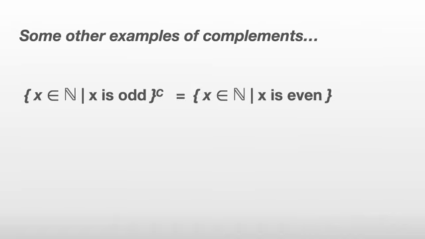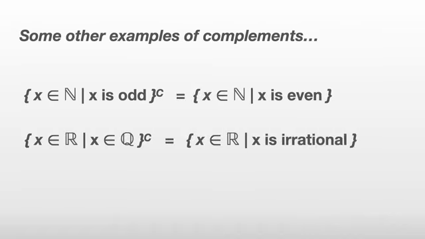Here are some other examples of complements. The complement of the set of odd numbers is the even numbers, and the complement of the rational numbers is the set of irrational numbers. Notice, with the complement, we often get something that feels like the opposite of the original set. And that's because the complement negates the predicate.